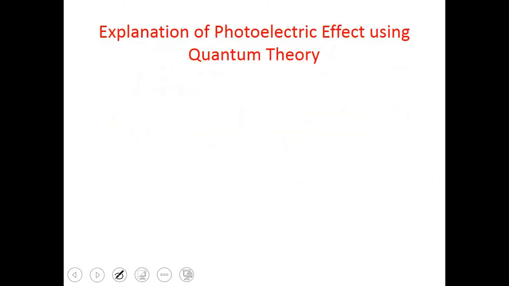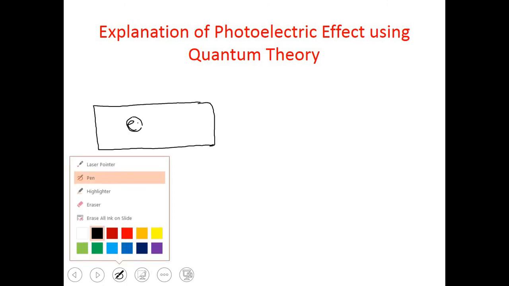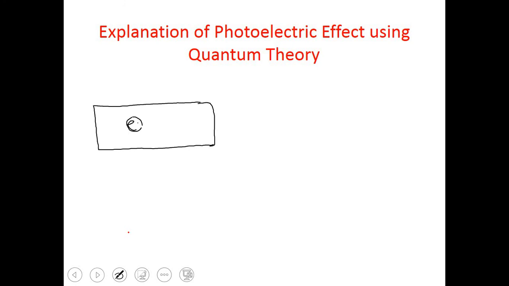Now we are going to explain the photoelectric effect using Planck's quantum theory. The explanation of the photoelectric effect was given by Einstein using Planck's quantum theory. Children, I just want to draw a simple diagram for explaining it. This is the surface of the metal, with an electron shown here, and this is the incident light of a suitable frequency. This incident light must possess a definite minimum frequency for the ejection of photoelectrons.